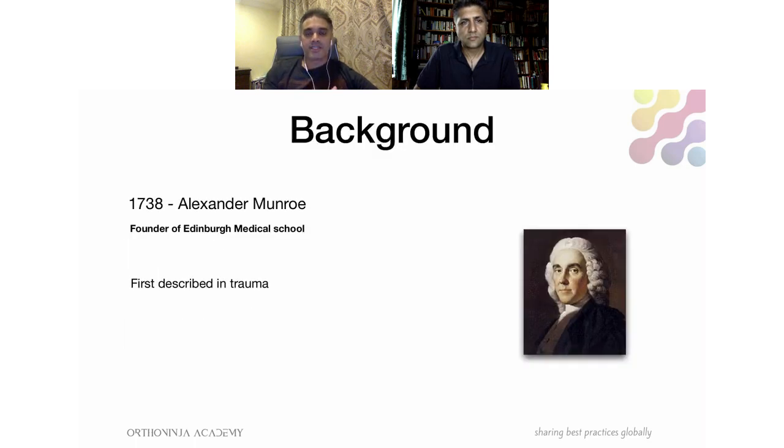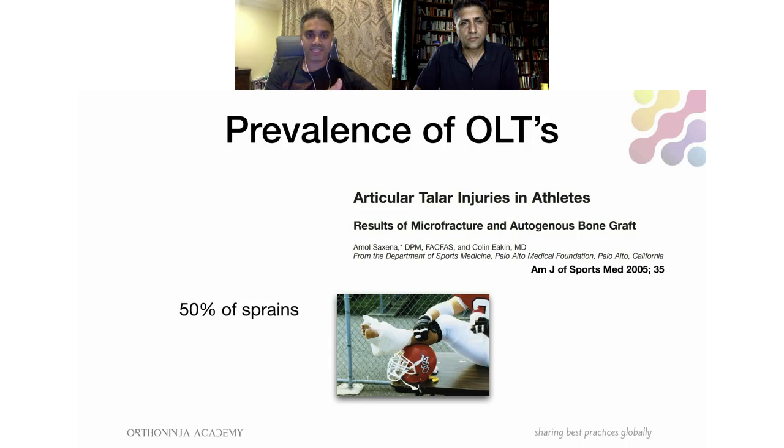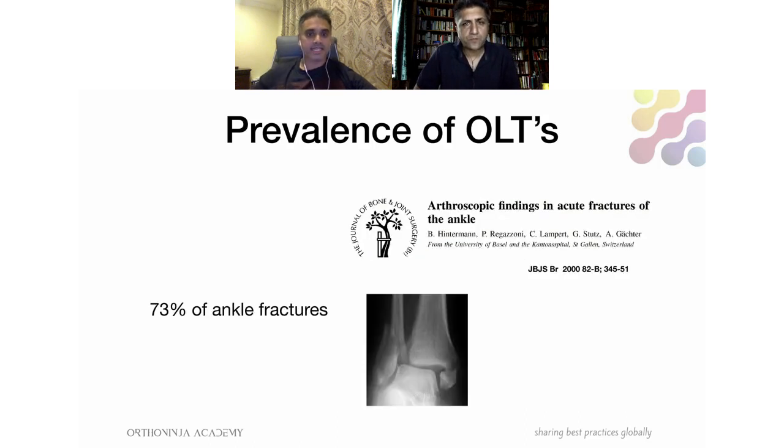Monro is the chap who basically coined the term osteochondral lesions. He was the one who picked it up in the first instance in the 17th century. And he described it with regards to trauma. And actually, back then, he got it right, because this paper from Saxena et al. looked at athletes who've had talar injuries, and they found 50% of ankle sprains do have an underlying cartilage lesion. This paper by Beat Hintermann in the British JBJS looked at ankle fractures. So Beat scopes all his ankle fractures, and 73% of ankle fractures have an osteochondral lesion.